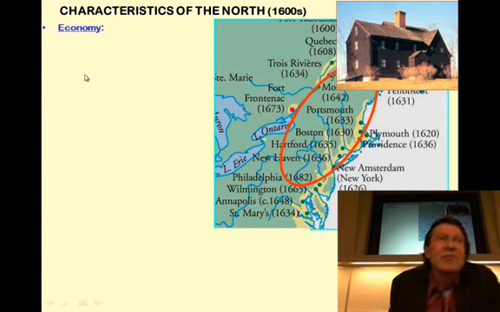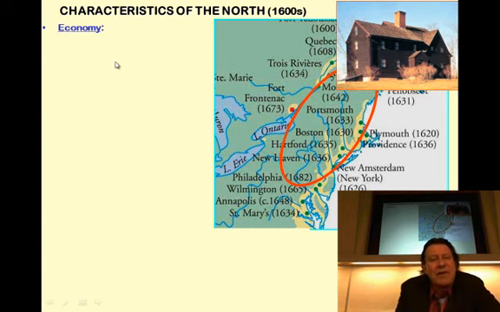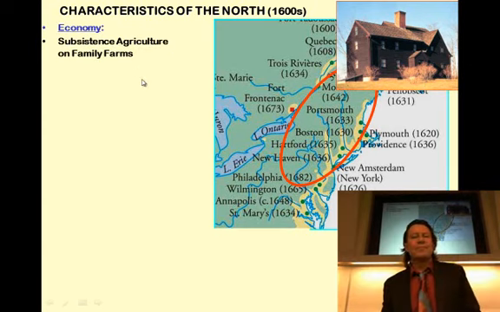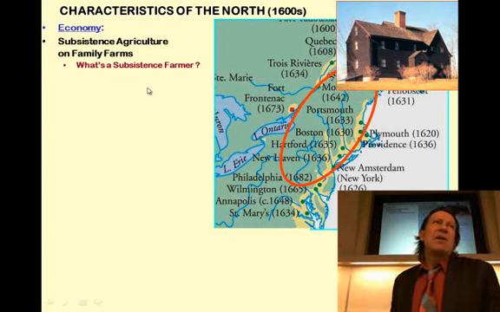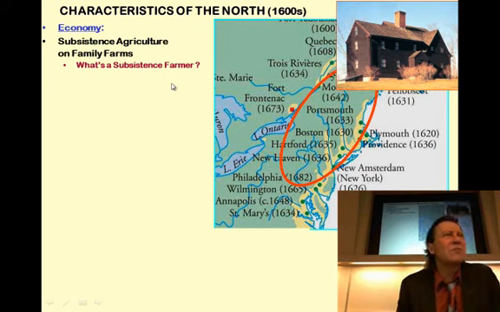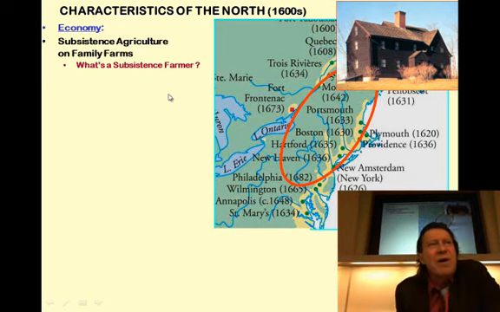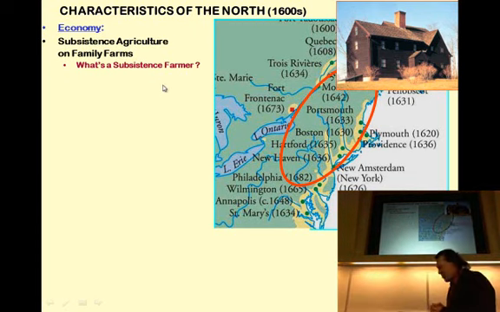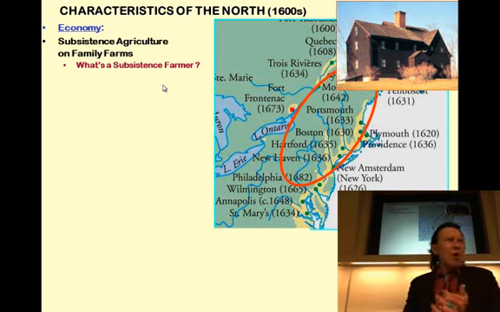Here's the deal. I'm going to race right through it. The economy that gets established in New England in particular was an economy dominated by subsistence agriculture on family farms. When I'm talking about a subsistence farm and a subsistence farmer, we're talking about a household that is producing a variety of things. It's got a cow or some cattle, some pigs, some chickens, it's growing some wheat, some vegetables, and it consumes most of what it produces.